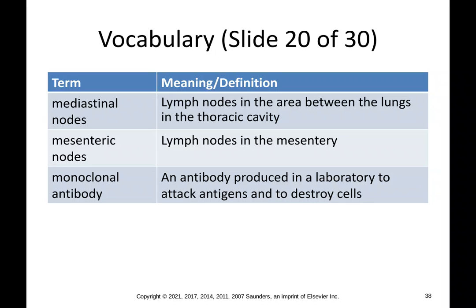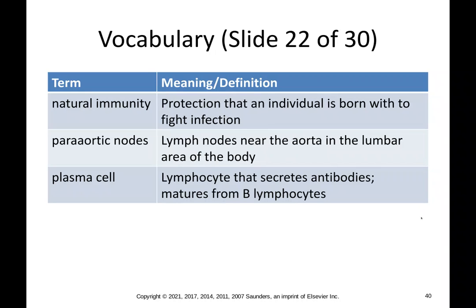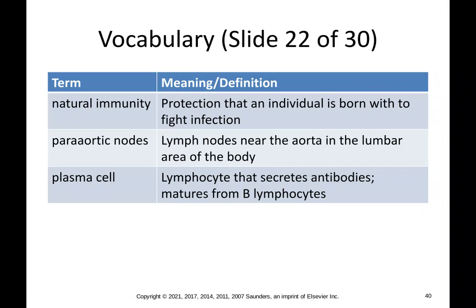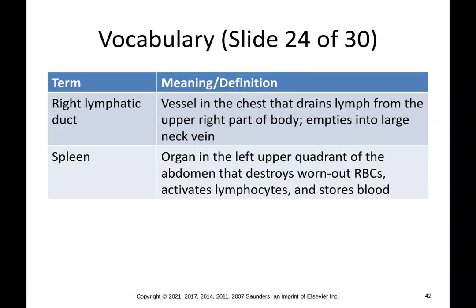Monoclonal antibody is an antibody produced in a laboratory to attack antigens and to destroy cells. Natural immunity is the protection that an individual is born with to fight infection. Para-aortic nodes are the lymph nodes near the aorta in the lumbar area of the body. Lymphocyte that secretes antibodies, that's the plasma cell. It matures from B lymphocytes. The right lymphatic duct is the vessel in the chest that drains lymph from the upper right part of the body and empties into a large neck vein.